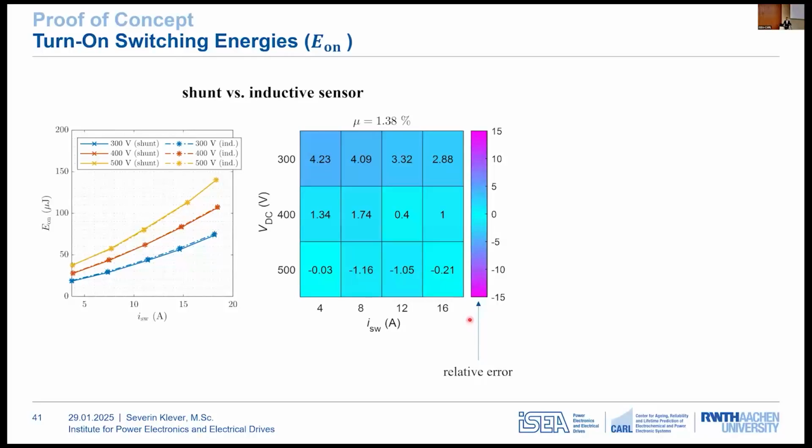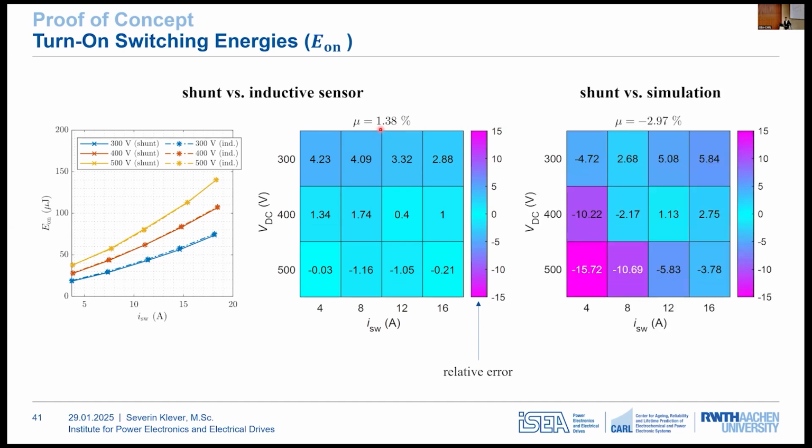Since graphical comparison of the transients offers limited insights, I decided to evaluate the switching energy errors for all operating points and visualize the differences as heat maps. In the left graph, you can see the measured turn-on energies obtained using the shunt and the inductive sensor. The heat map shows the relative error between both measurement methods and demonstrates a very good agreement across all operating points. The average error is in this case just 1.38%.